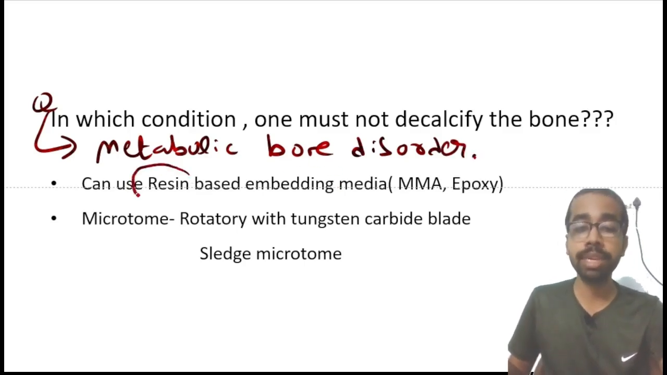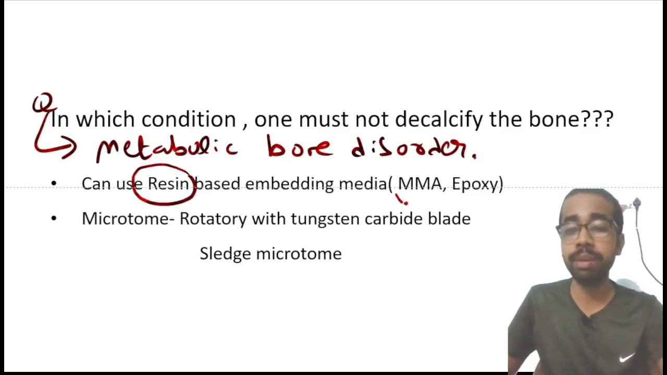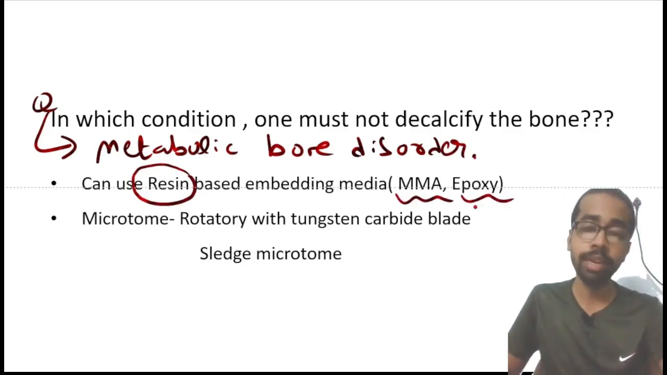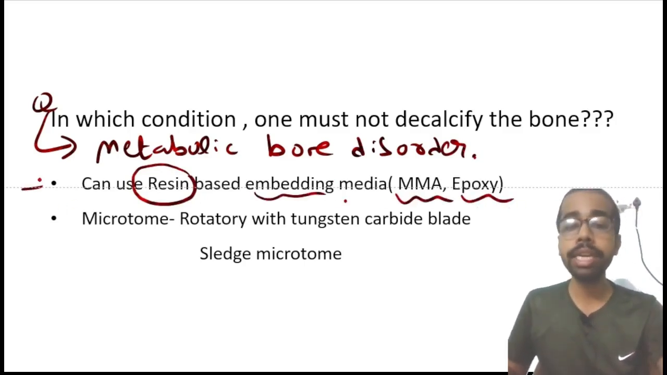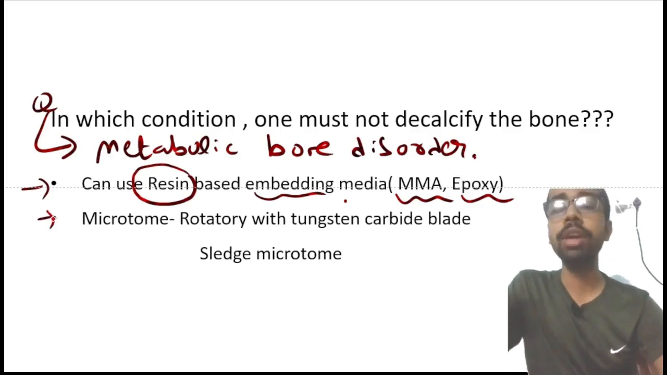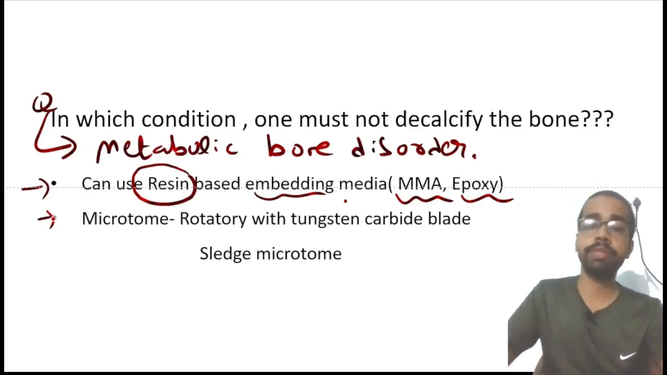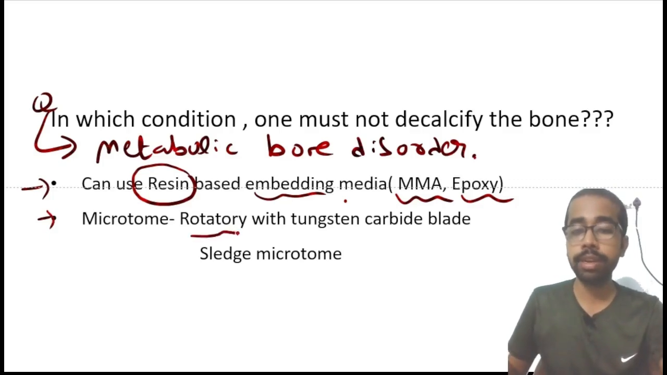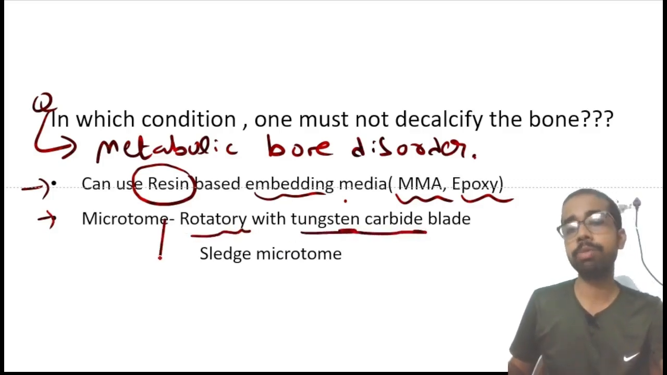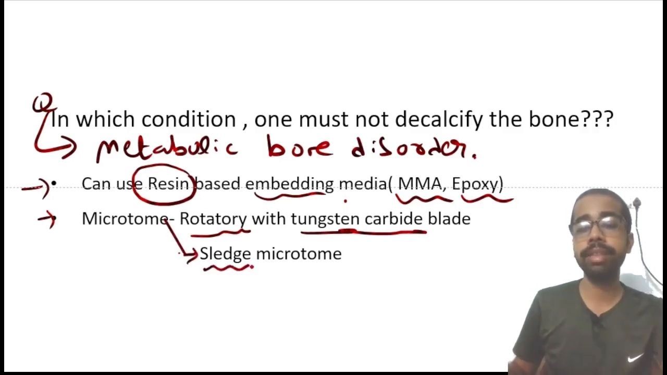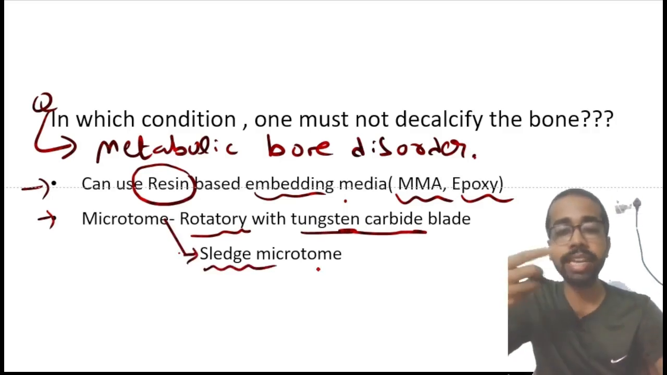You can use resin-based methods, like methyl methacrylate or epoxy-based resins, as an embedding media. Or if it is a small tissue, say a biopsy, you can use a rotatory microtome with a tungsten carbide blade without decalcifying. Or, as we will read in the microtome classes, the sledge microtome, which is designed to cut hard tissues, can be used to cut the bone without decalcification.